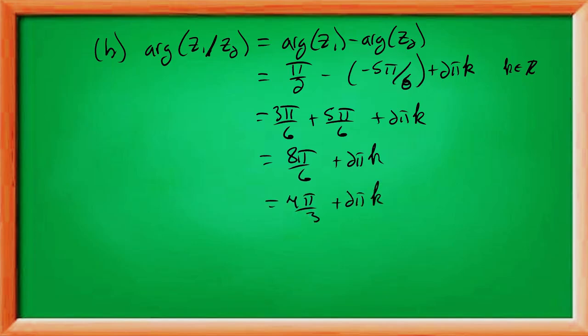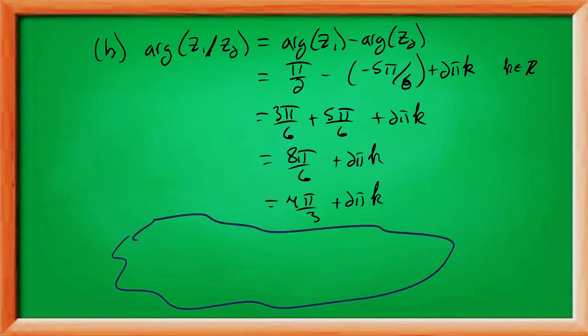Again, I'm going to note here that in this case, we actually took the principal argument for both of our complex numbers, and their difference was not the principal argument. Notice 4π/3 cannot be a principal argument because it's too big. It exceeds π. So although it works for arguments, it does not necessarily work for principal arguments. Just be a little careful.